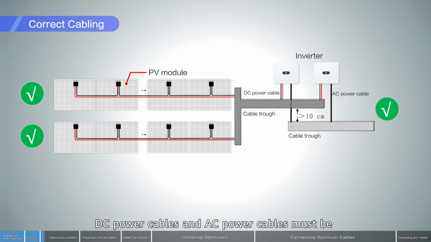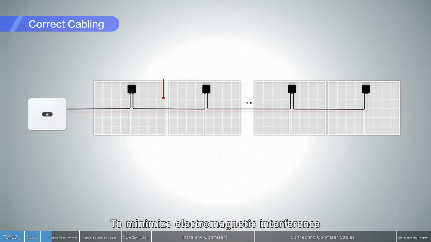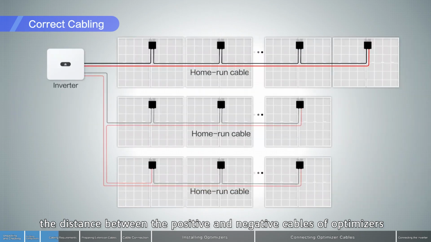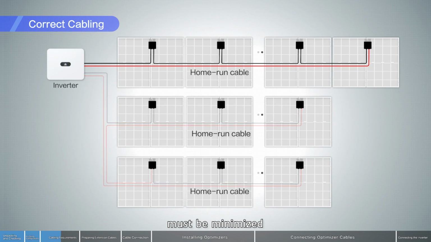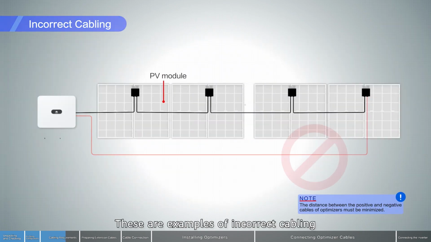DC power cables and AC power cables must be routed in different troughs with a spacing of more than 10 centimeters to minimize electromagnetic interference. The distance between the positive and negative cables of optimizers must be minimized. These are examples of incorrect cabling.